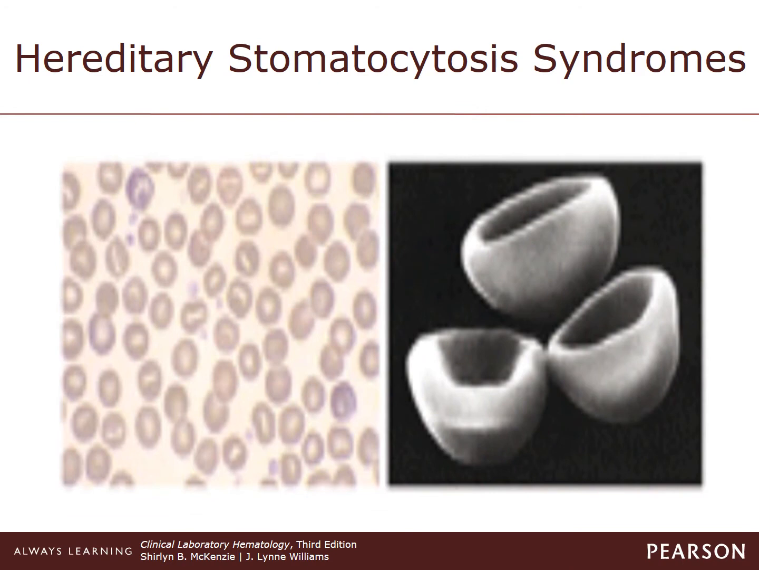Now, hereditary stomatocytosis syndrome is a rare autosomal dominant membrane disorder and a hemolytic anemia that causes abnormalities in cation permeability in the red cell membrane. There are two types, one where cells are overhydrated and one where cells are dehydrated.